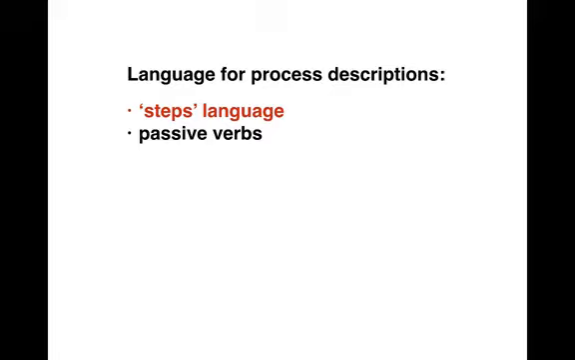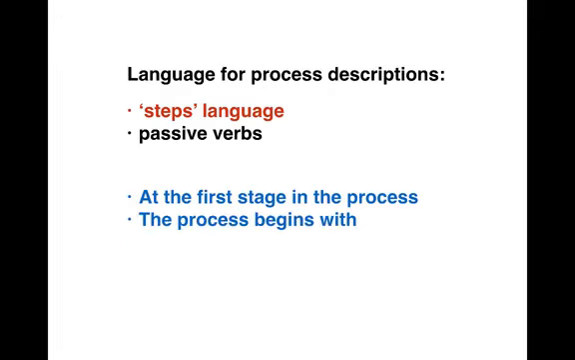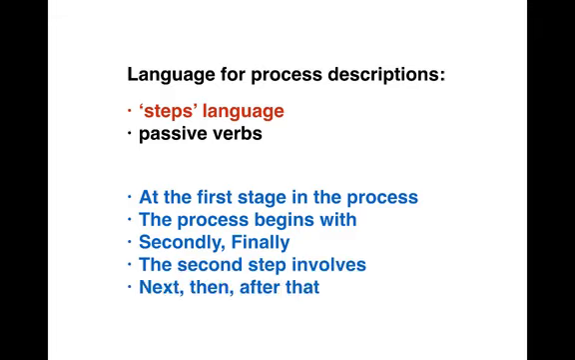This is quite easy. When you're describing a process, you've got step 1, step 2, step 3. You need to organize your description. So you'll use words like at the first stage, the process begins with, secondly, finally, the second step involves, next, then, after that, at the following stage. All of this type of phrase I would call steps language. The other special language for process descriptions is passive verbs.